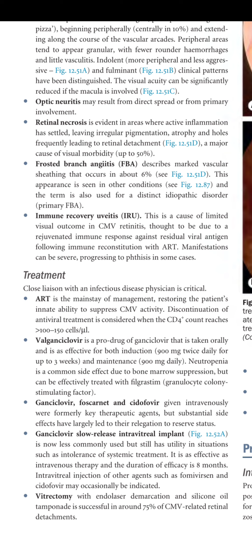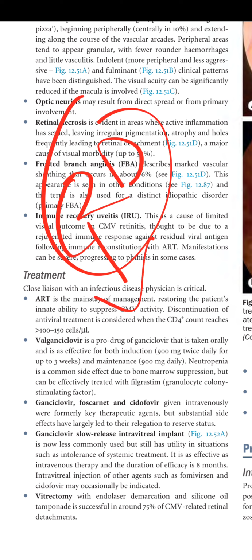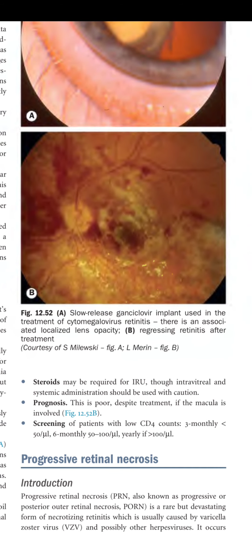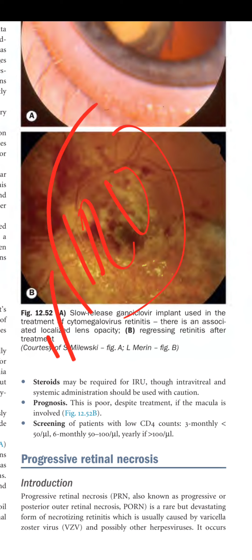Intravitreal injection of other agents such as fomivirsen and cidofovir may occasionally be indicated. Vitrectomy with endolaser demarcation and silicone oil tamponade is successful in around 75% of CMV related retinal detachment. So when there is retinal detachment, you can do vitrectomy with endolaser. Then steroids may be required for IRU, though intravitreal and systemic administration should be used with caution. So whenever there is IRU, you can give steroid as well.